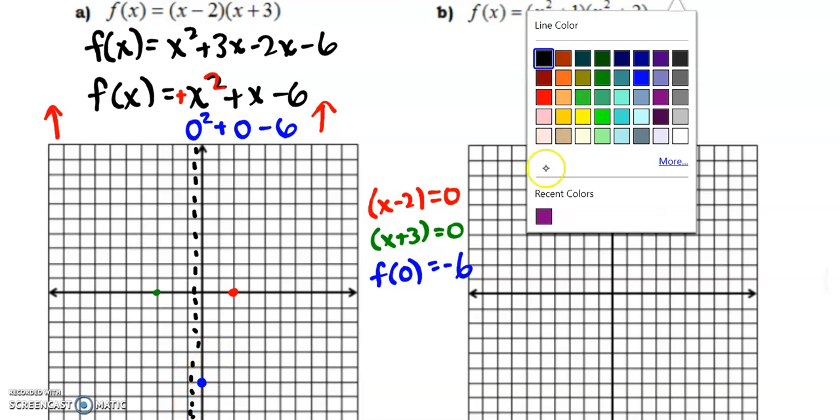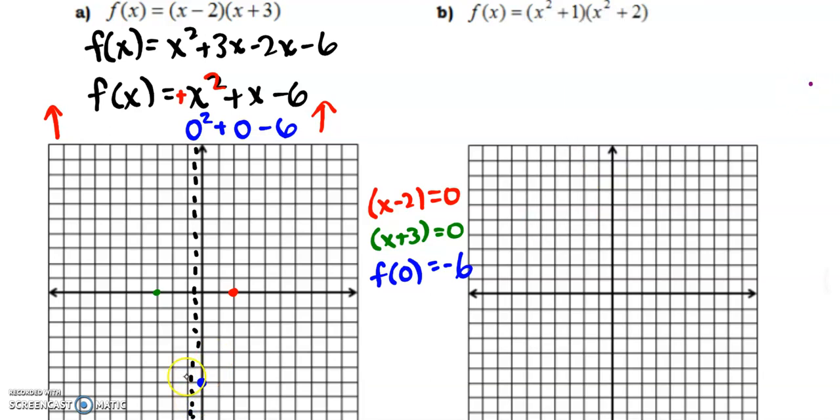So I can predict that my parabola, my low point should be somewhere around here. Have my up arrow and my up arrow. And we can revisit this looking at our graphing calculator if we needed to. And that's what we're going to try to do for part B.